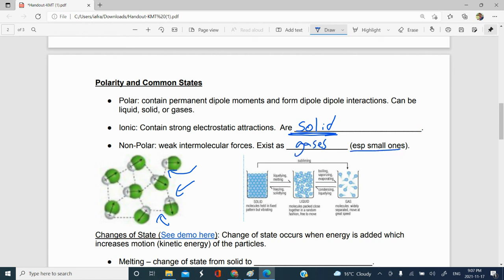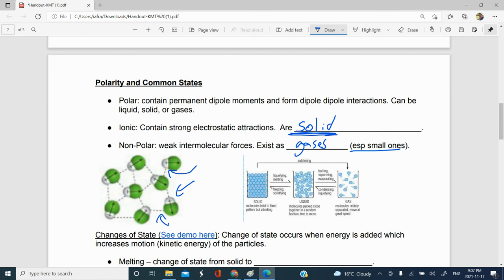That's not to say they don't exist as liquids or solids. They do, especially when they get bigger and there's more LDF. But the very small ones with very weak forces exist as gases. And polar substances, they do contain dipoles, and they can do hydrogen bonding as well. And because they have stronger forces, yes, they can exist as gases, but a lot of them can exist as liquid or solid as well.